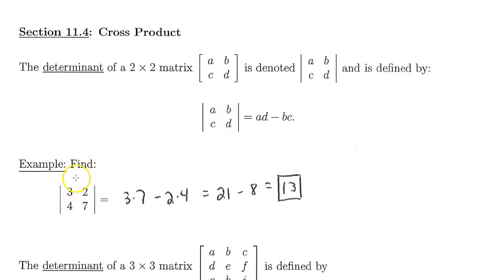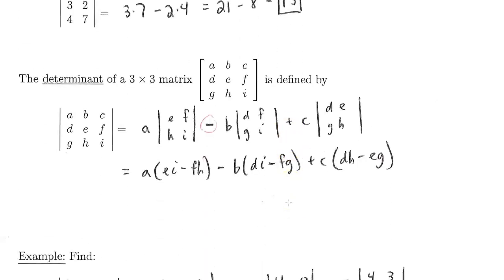So what's the determinant of the matrix 3, 2, 4, 7? The determinant would be 3 times 7 minus 2 times 4. So it'd be 21 minus 8, which is 13. So the determinant of a matrix is a number.